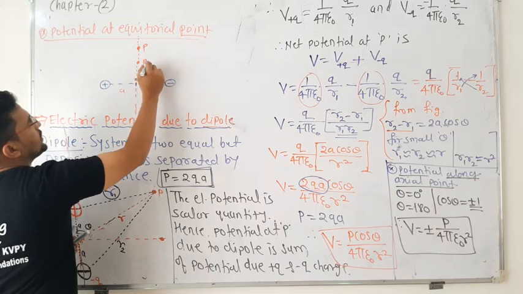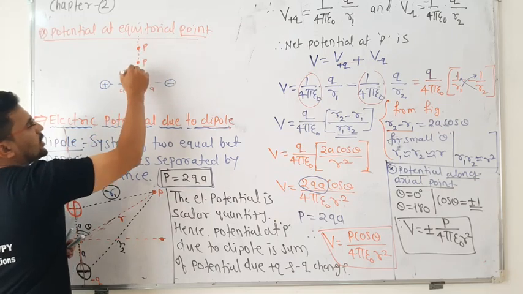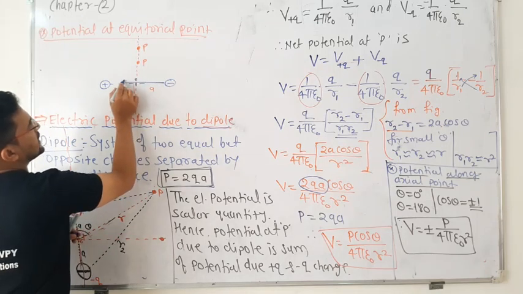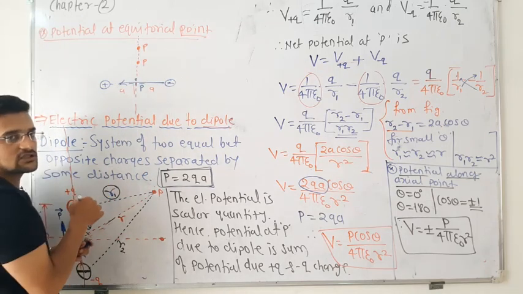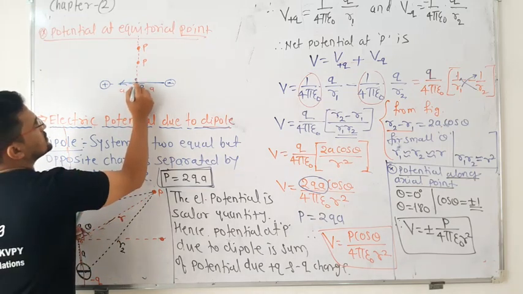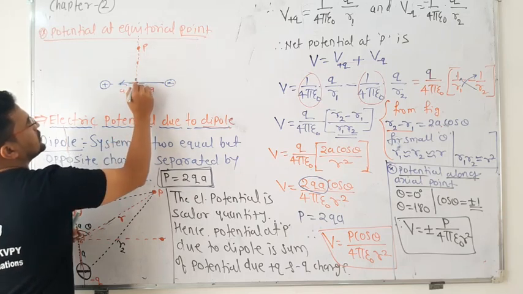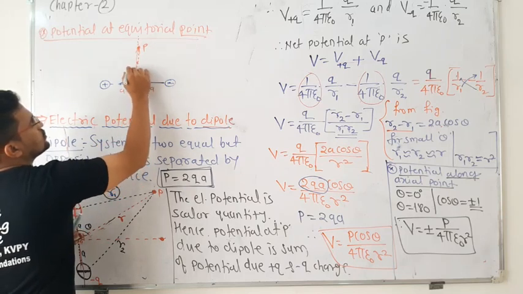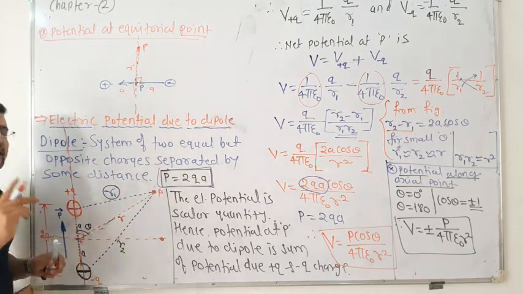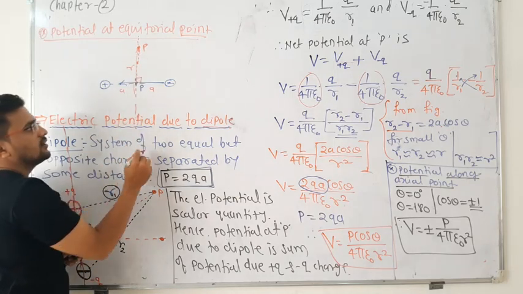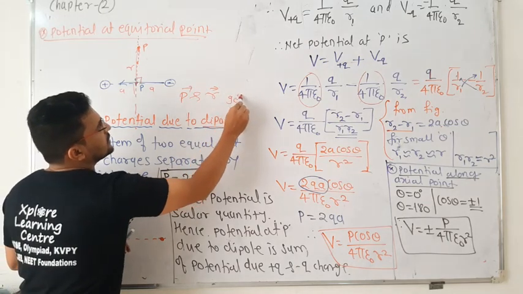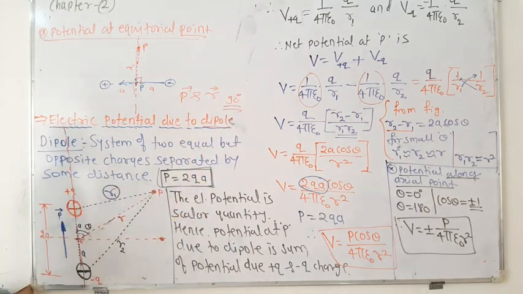What is the potential at this point? The point may reside at any point on the equatorial line. Now you can see here P is directed in this direction, from negative to positive charge, that is the direction of the dipole moment. And the r vector: suppose this is the center and this is point P, then you are moving in the upward direction, so this is your position vector r. What is the angle between them? 90 degrees. So if you take any point on the equatorial line, the dipole moment P and r always make 90 degrees with each other.